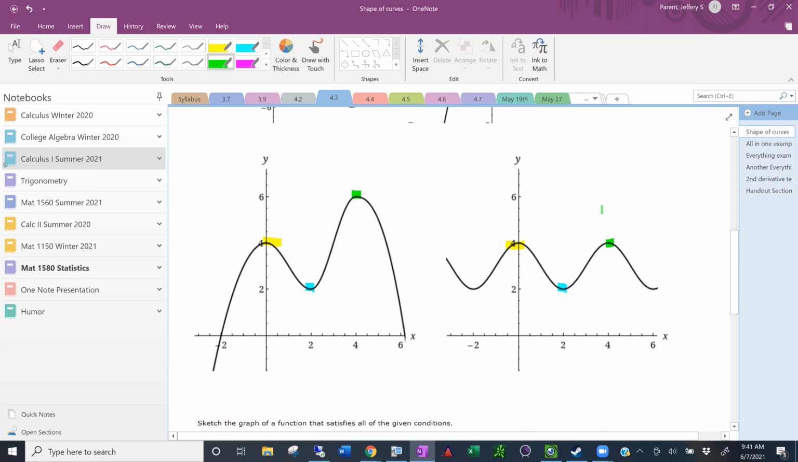What's left to use to make our decision? Well, we can take a look at our inflection points. And we're supposed to have inflection points at 1 and 3. The concavity is going to change. So, all right, let's see. At x equal 1 and at x equal 3, that looks pretty reasonable.